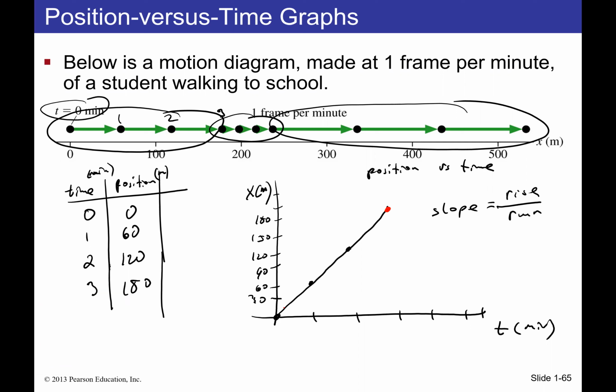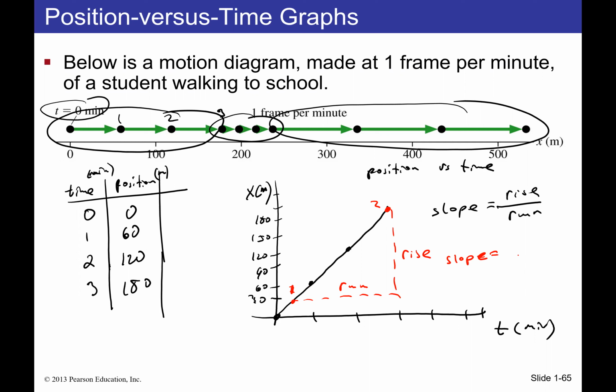Here's point 1, here's point 2, doesn't matter, right? Any 2 points. Point 1, point 2. What I do here is find, so this is a rise and this is run. And I do rise over run. So slope is equal to rise over run.